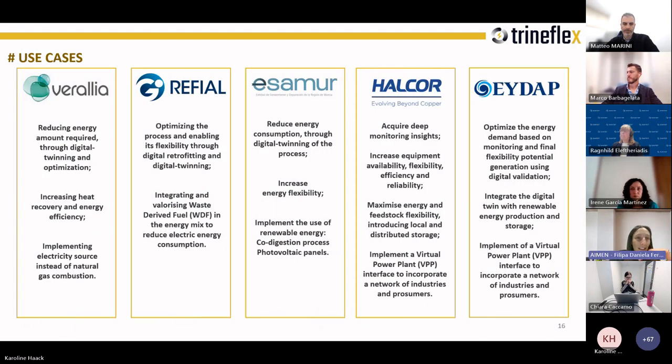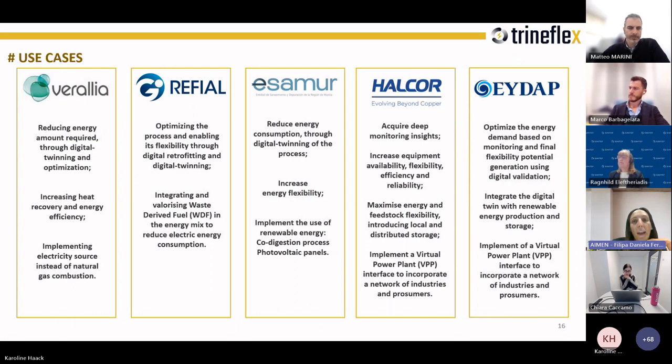And in this slide, we can see the main objectives by each of our end users. I will not enumerate them now, but I just want to reinforce the common objectives that we have for all of them, which are defining, realizing, and exploiting the flexibility potential of each one, reducing energy demand, reducing peak demand, reducing energy costs and emissions.